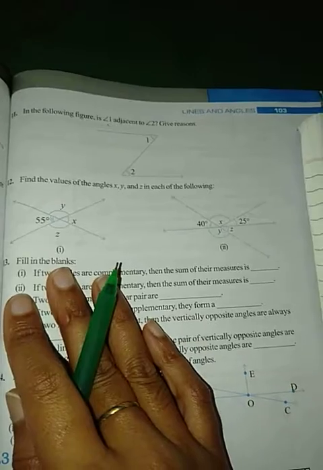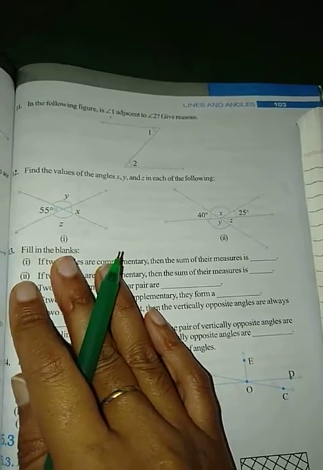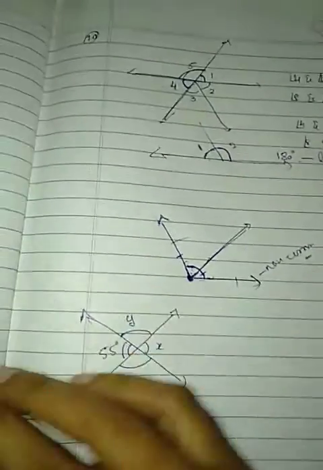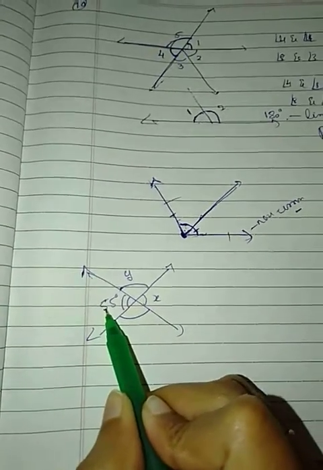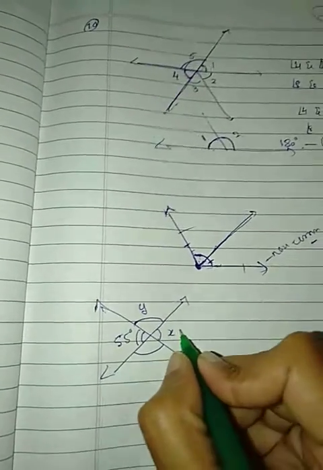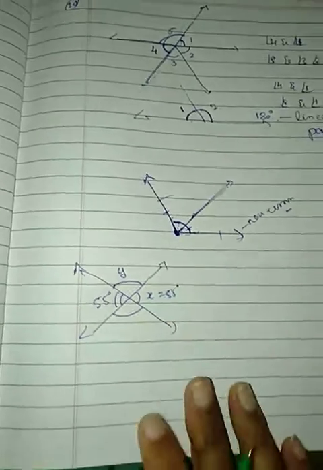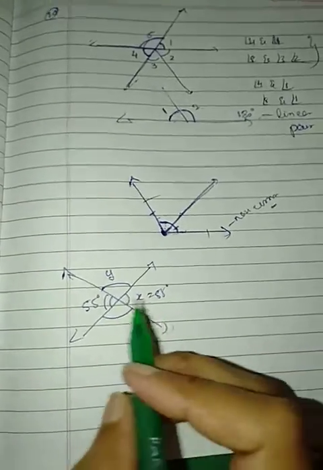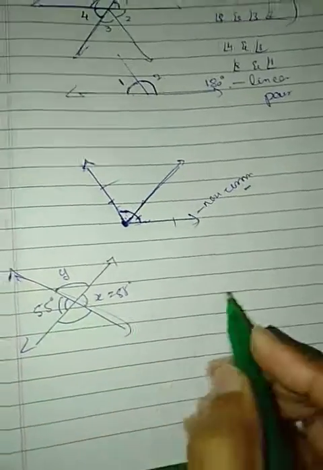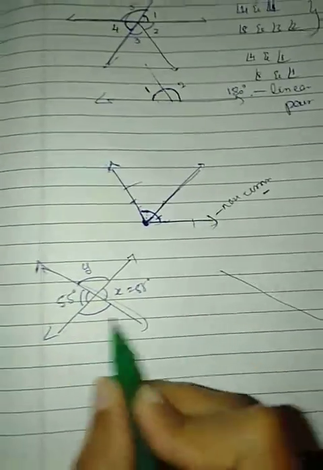The 12th one is, find the values of the angles x, y and z in each of the following. First write the figure here. So see the figure. Here the 55 is a vertically opposite angle. So x is the same, 55 degrees, because vertically opposite angles are always the same. So x is also 55. Now see this line.